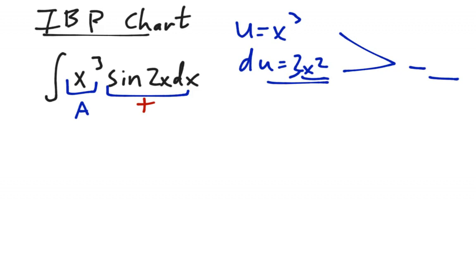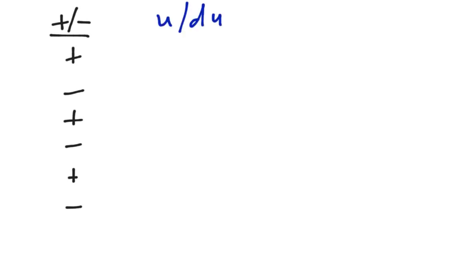Now, to make this a little bit more organized, we're going to use the integration by parts chart. Here's what it looks like. There are 3 columns. The first column is very simple. It's plus or minus. We start with plus, and then we alternate. Very simple. Don't get confused. The second column is u and the derivatives of u, together as one column. And then similarly, we're going to have dv and v as the antiderivatives.